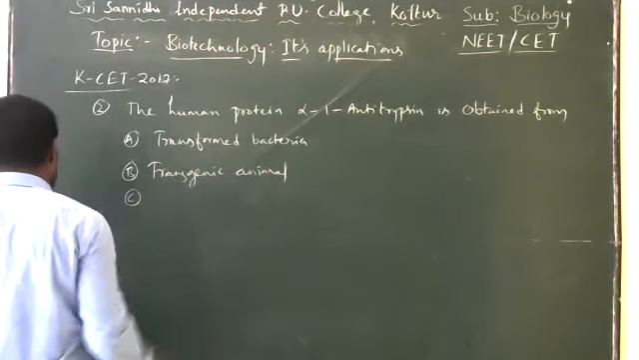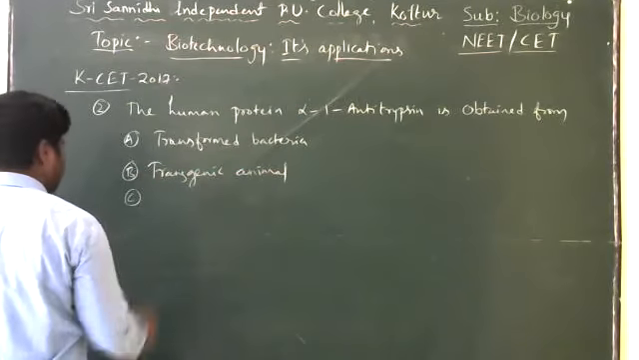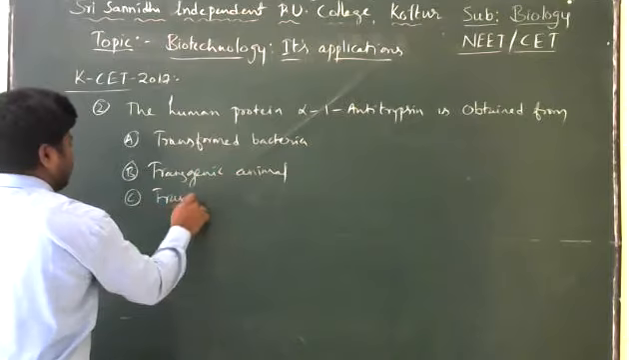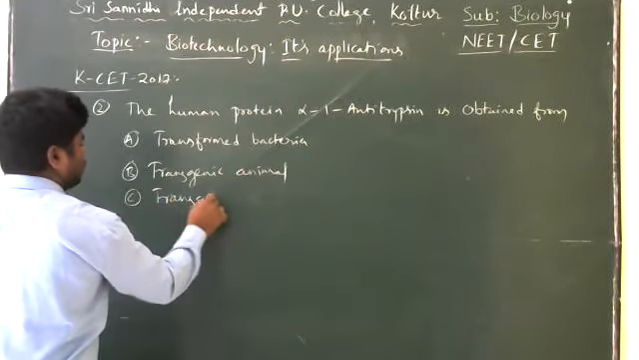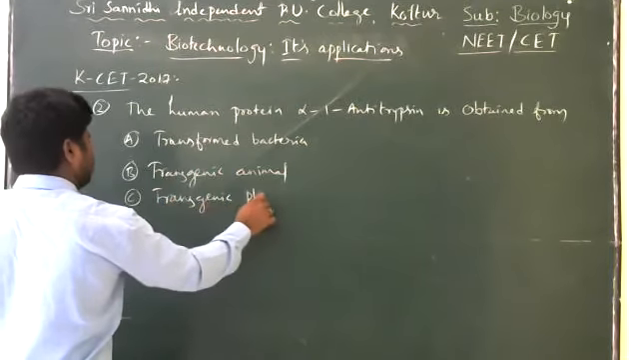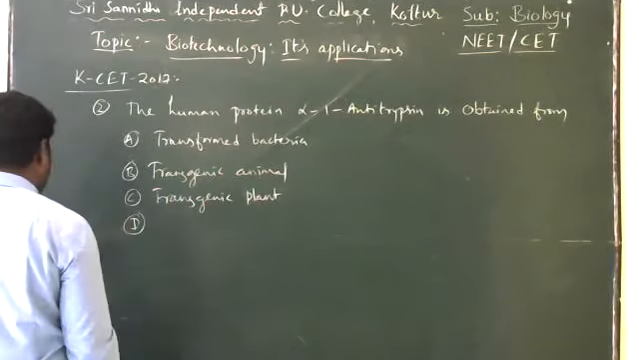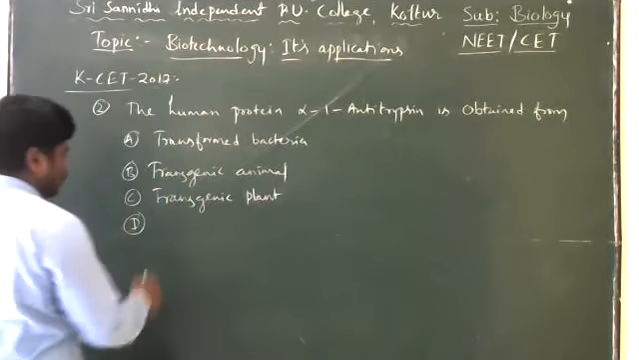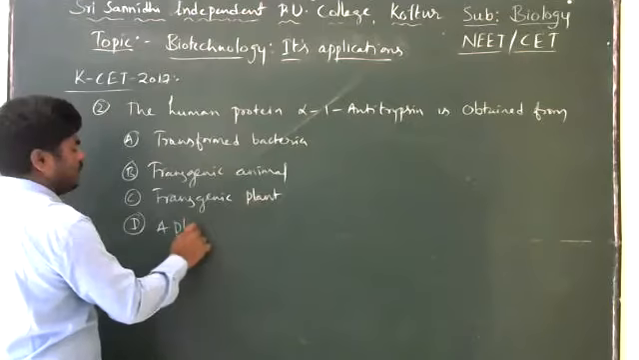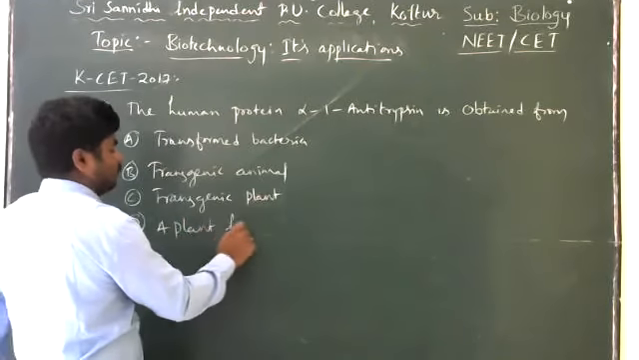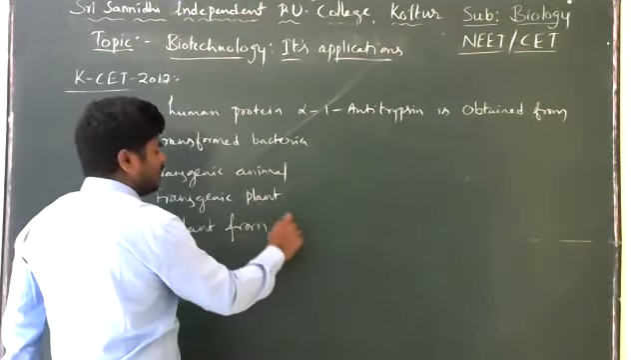Next, C, transgenic plant. Next, D, a plant from Western Ghats.